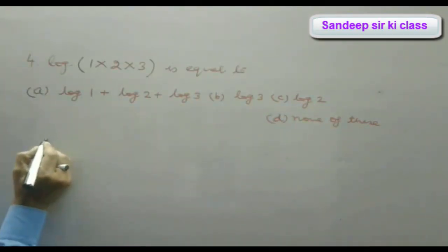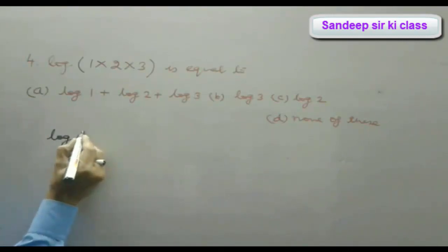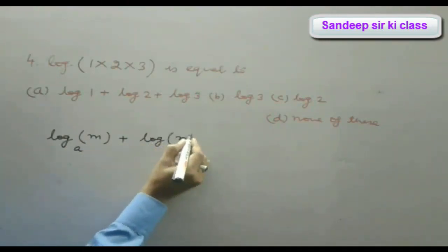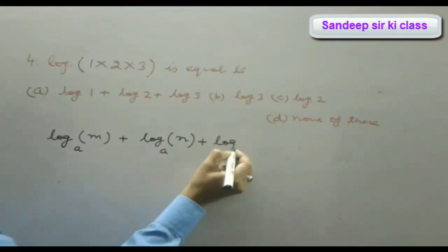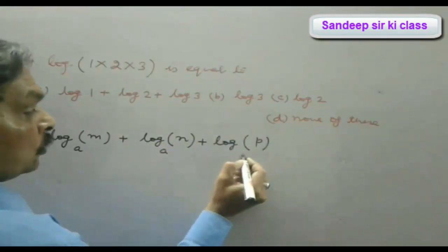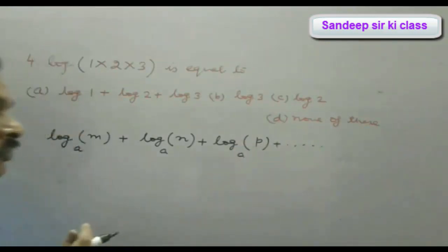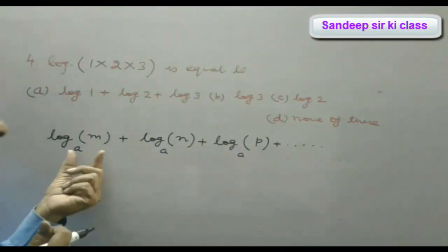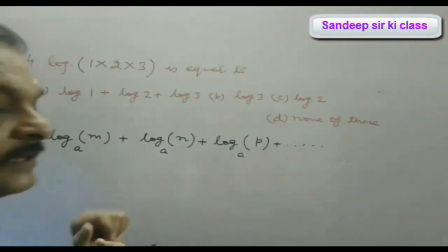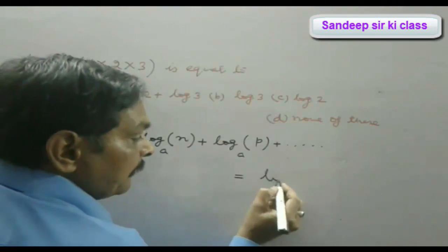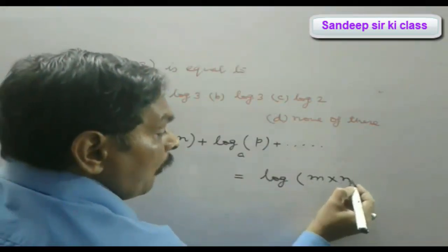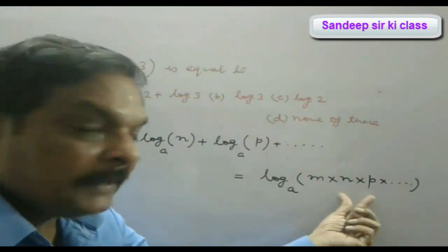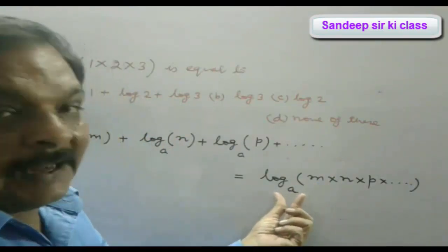Now we have the property of log that log of m to the base a plus log of n to the base a plus log of p to the base a: if logs of m, n and p with the same base a are given separately in the addition form, then they are in the product form if we take the log of their product with the same base a.